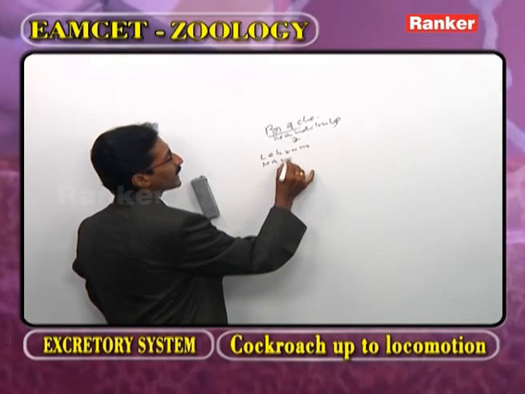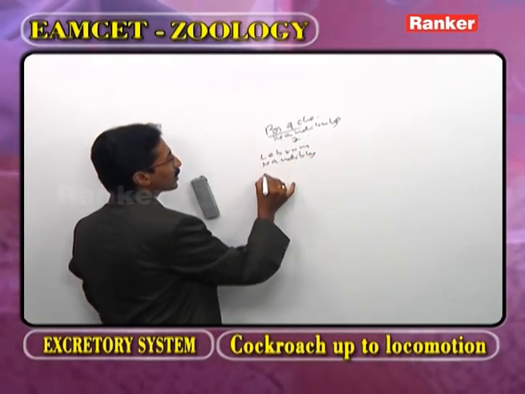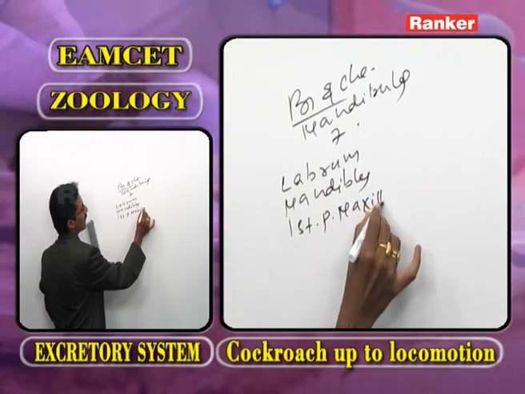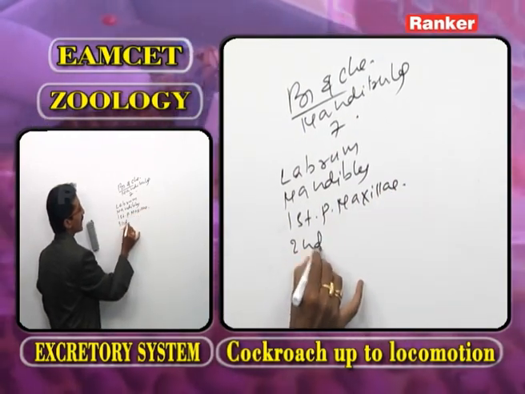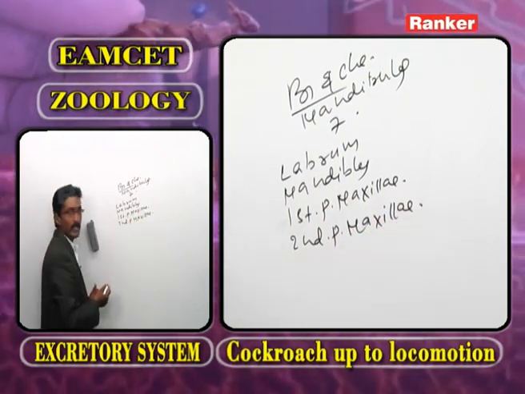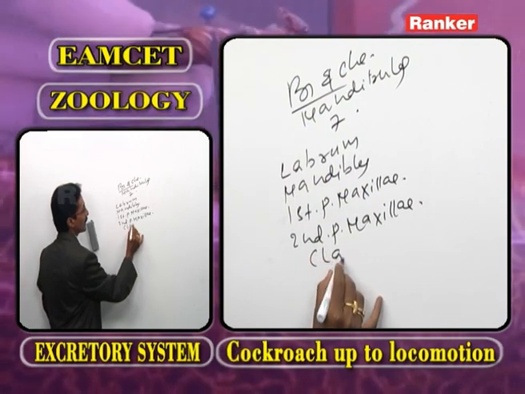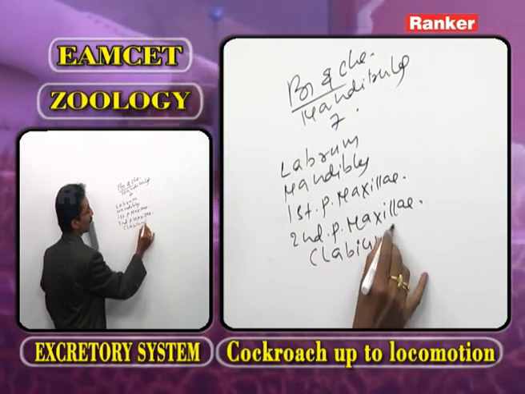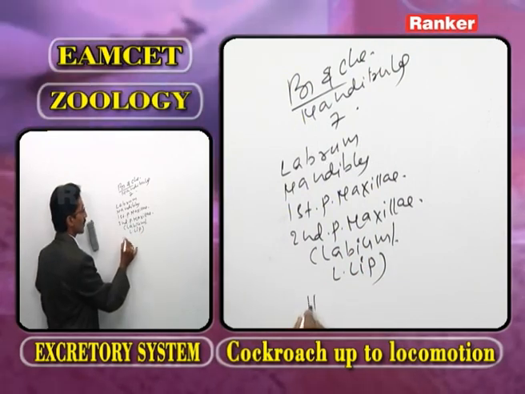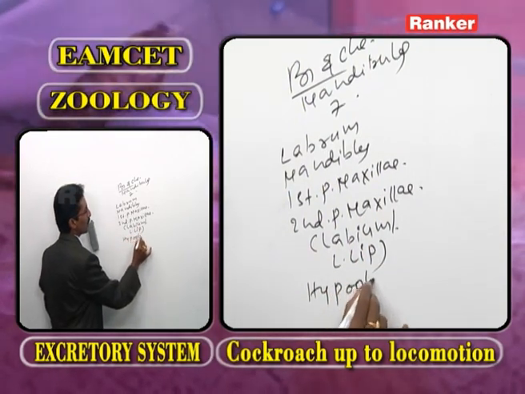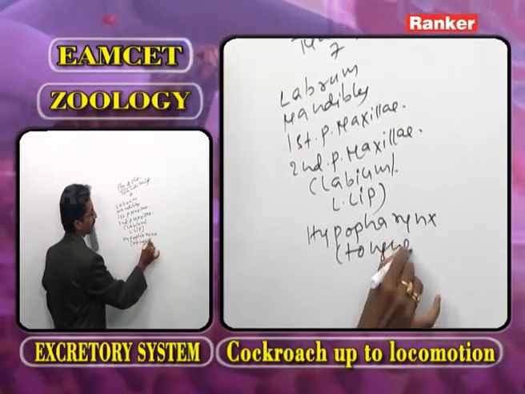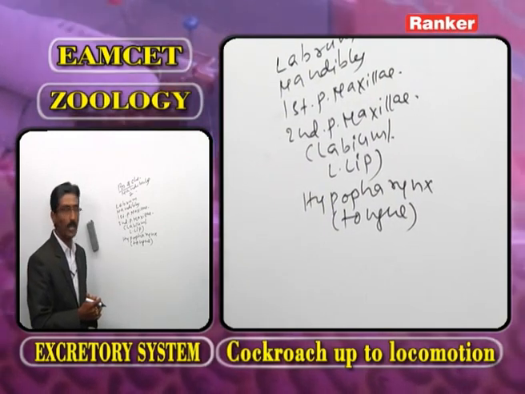Now, one we call the labrum. Second one we call the mandibles. Third one we call the first pair of maxillae. And the next one is the second pair of maxillae. What is the other name of the second pair of maxillae? That we call labium or lower lip. Now the next one we call hypopharynx. It is also called tongue. It is also called supralingua.